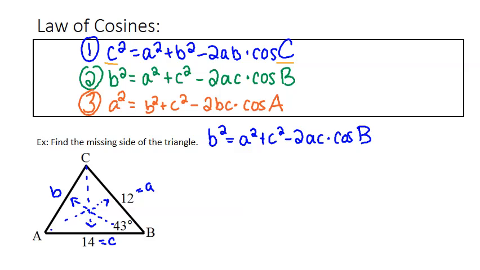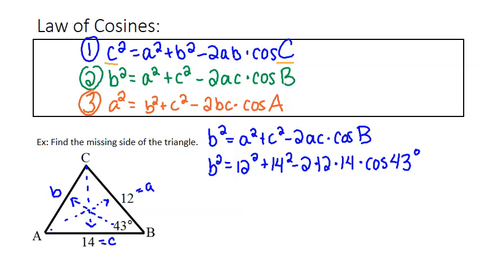So all we're going to do is substitute in for our values. So we don't know b squared, so we're going to leave it as b squared equals 12 squared plus 14 squared minus 2 times 12 times 14, all times the cosine of 43 degrees. So at this point, you can either type it in directly as you see it into your calculator, or you can simplify your numbers. So 12 squared is 144. 14 squared is 196. 2 times 12 times 14 is 336.